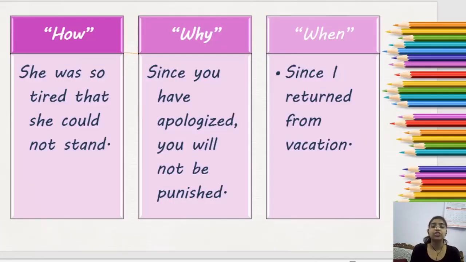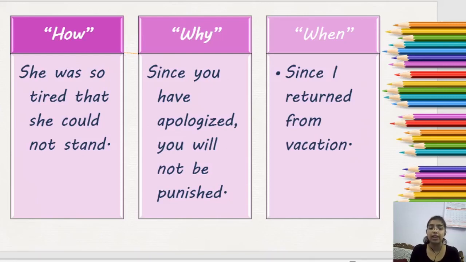How? She was so tired that she could not stand. How much tired she was? If we ask the question, how much tired she was? She was so tired that she could not stand. We are talking about the amount of tiredness she had, that she couldn't stand.